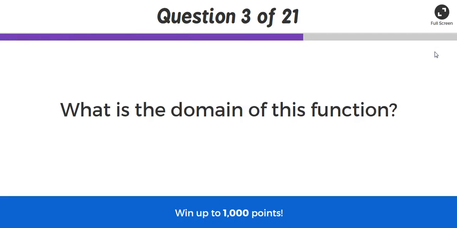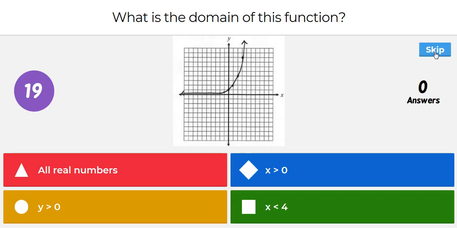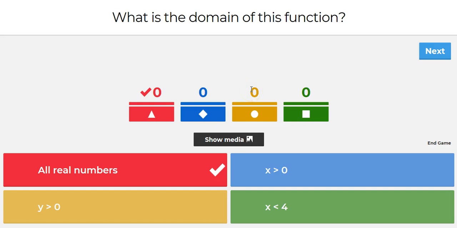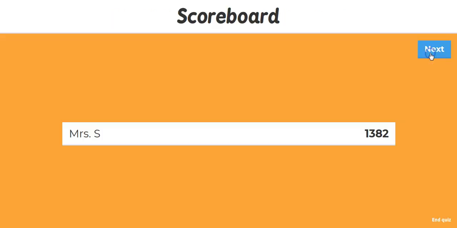Domain. The domain for all of these exponential functions is all real numbers. It's because you're looking at the x-axis, how far this is going from left to right. And it's stretching on and on forever to the left, and it's going up and gradually to the right over here. So it includes all of the x's, all real numbers.